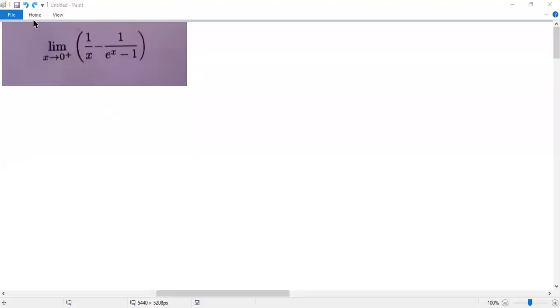So this is the question. And of course, when we want to use L'Hopital's rule for indeterminate forms, we can say that it's infinity over infinity, or we can say that it's 0 over 0. And then only in these cases would it help to use L'Hopital's rule.